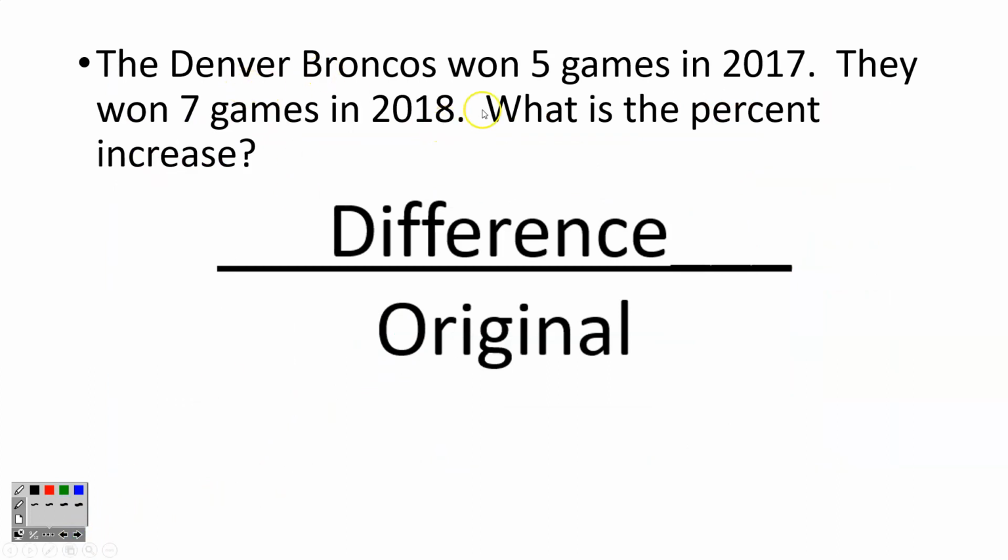Something like this. The Denver Broncos won 5 games in 2017. They won 7 games in 2018. What's the percent increase? So I have to find the difference between those two numbers. So I'm going to do 7 minus 5, which gives me 2. The original number of games that they won was the oldest, so the one from 2017, which is 5. So I'm going to do in my calculator 2 divided by 5, and then I'm going to remember to multiply it by 100, and I'm going to get an answer of 40%.